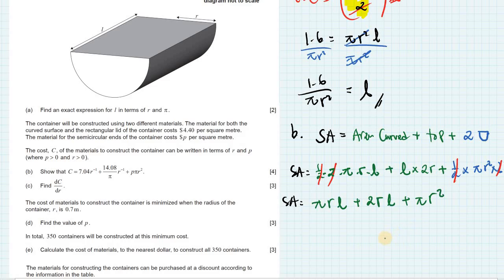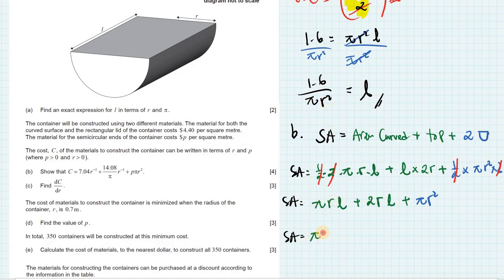Is this done? No, it doesn't look like the target yet. So we have to change the L into 1.6 divided by pi r square. So what will we have? Sorry, I have to change this color into blue to make it consistent, because it's a different cost. Let's change the L into 1.6 divided by pi r square.